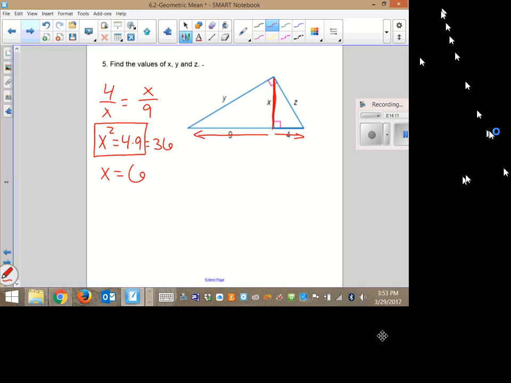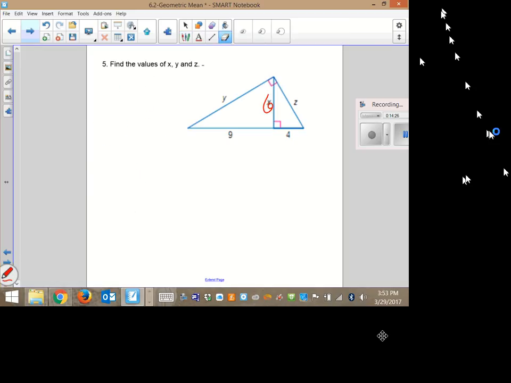Else, draw out the triangles, write the ratio, draw the arrows on the figure, whichever works best for you. We got x to be 6. So I'm going to erase some of this, rewind and watch some of that again if you need. Now that we have that length, we can find our y by using the Pythagorean theorem.